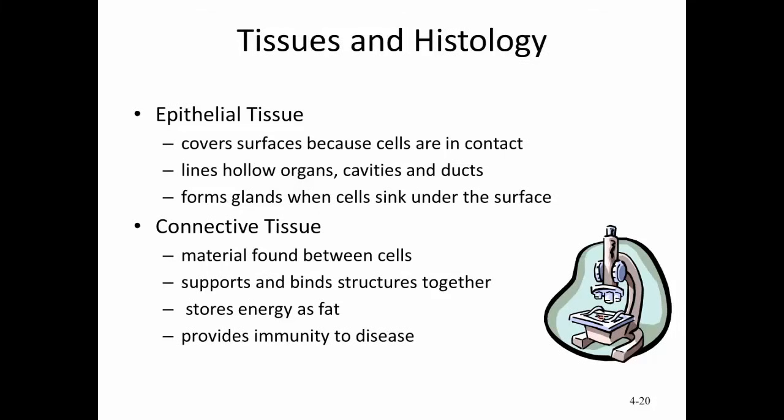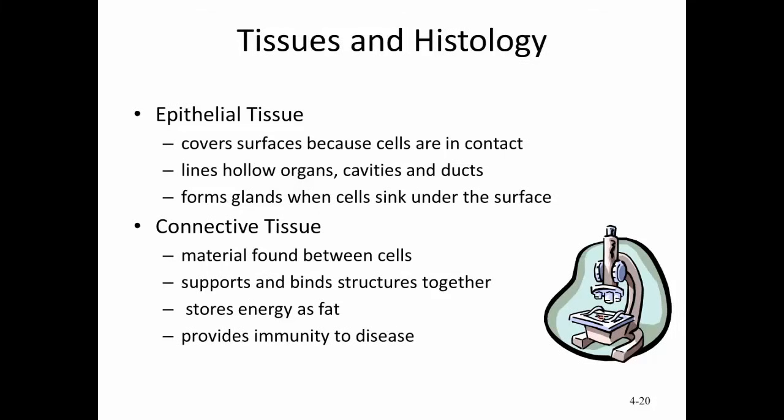If you've ever seen a broken up piece of concrete, you're going to see that there's rocks and pieces of substances in that concrete. Think about those as the cells. Then you have the cement, which binds all of those things together. That's like our filler material, like our matrix is what we call it in the connective tissue. And connective tissues help to support and bind structures together. It stores energy, such as fat. Fat is a type of connective tissue.